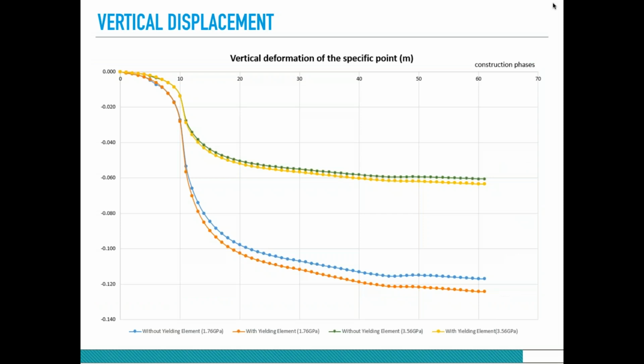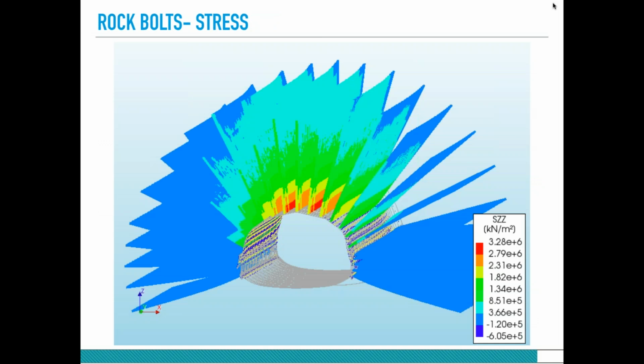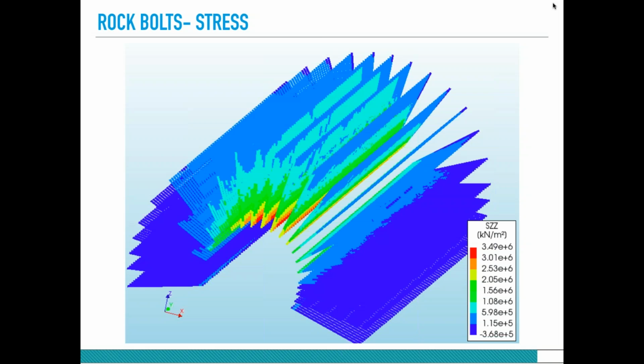This is the graph of the results as what we have already seen, in the case of two different types of rock mass, stiffer and softer, and with and without yielding elements. See the difference. About the rock walls, as it's shown here, in the case of using the yielding elements versus not using them, the maximum quantity of compression stresses is decreased.